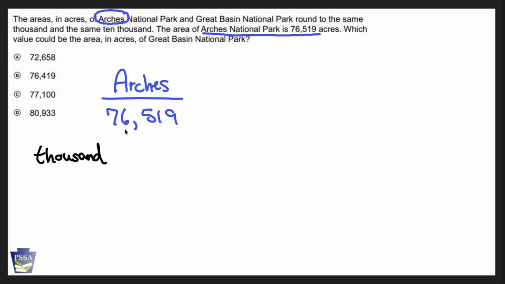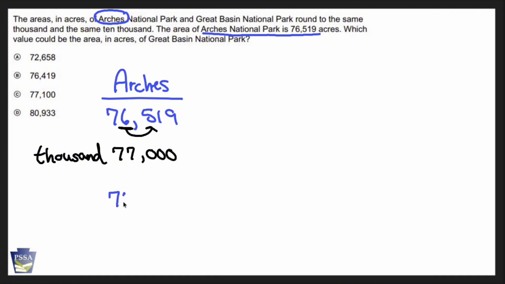Okay, so the way you determine if something rounds to the nearest 1,000 is you go to that 1,000 place value and look to the right of it. If it's 5 or above, give it a shove. So you do, and that becomes 77,000. Okay, so that's going to be the thousands value of Arches.